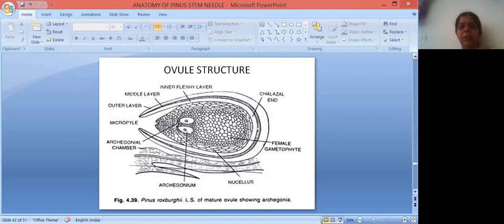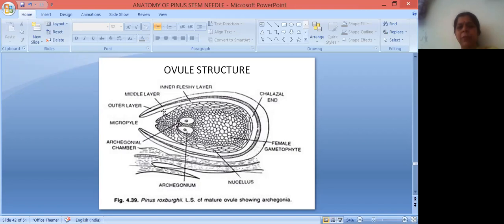Look at the picture here. This is the micropyle. The opening pore of the ovule is called a micropyle. And the basal part is called the chalaza end. And these are the integuments.